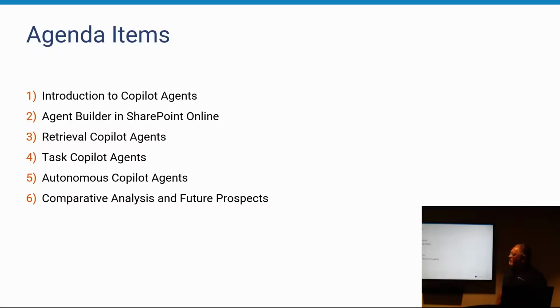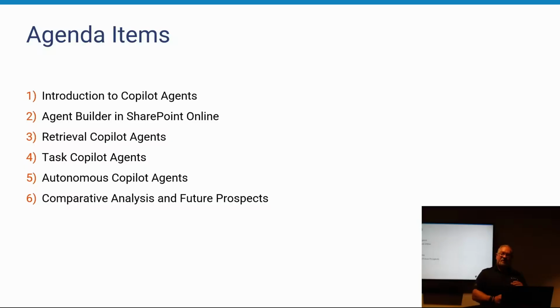So kind of an agenda of items here. We're going to talk about just Copilot agents. What are they? What do they do? The different types of agents. We'll look at Agent Builder. That's in SharePoint Online. Relatively new. And then we'll look at different types of agents that are built within Copilot Studio. Most of them, in fact, the vast majority of them require little to no code. I do have one agent I will show you that's got a little bit of JSON code.